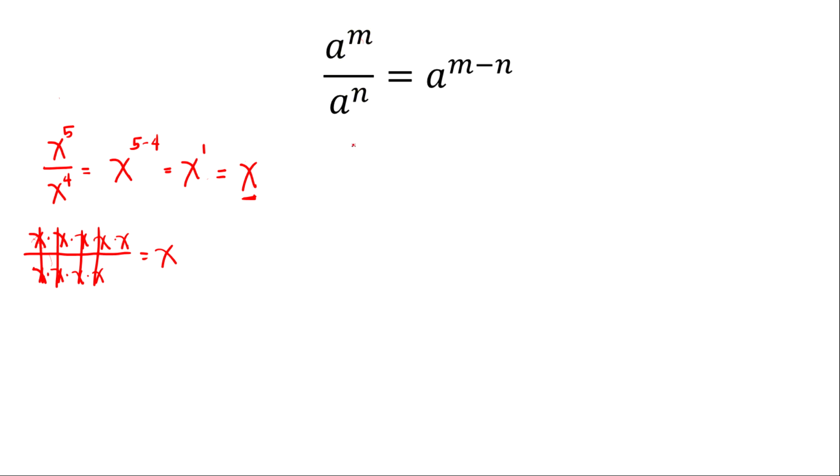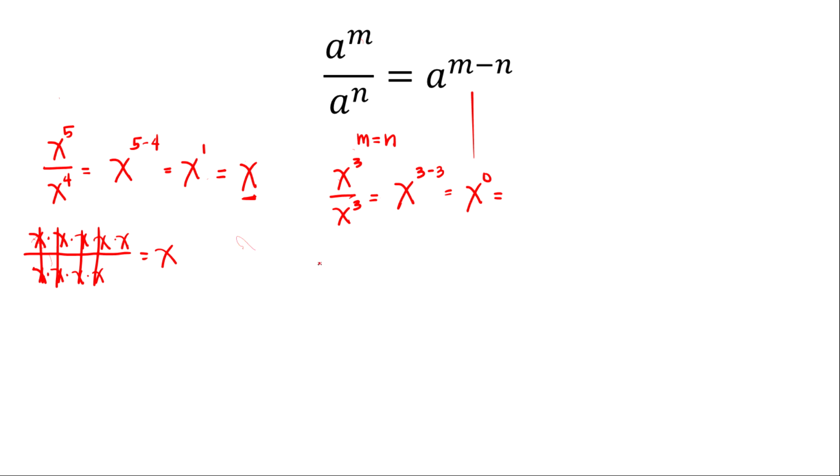Second scenario, what if si m at si n is parehas ng value? So let's say, for example, we have x to the 3rd power over x to the 3rd power. When we apply the law of exponent, we have x raised to 3 minus 3. And that is x raised to 0. So, kapag x raised to 0, paano natin siya isi-simplify?